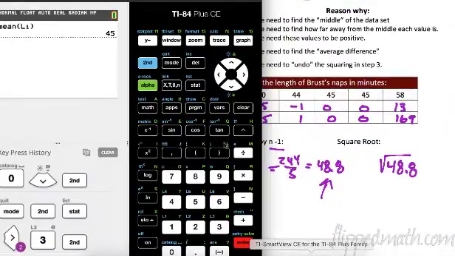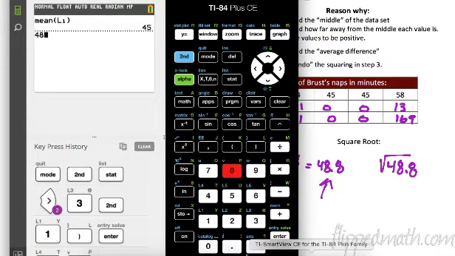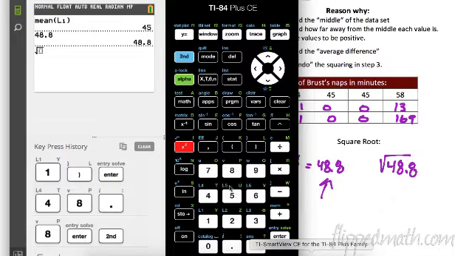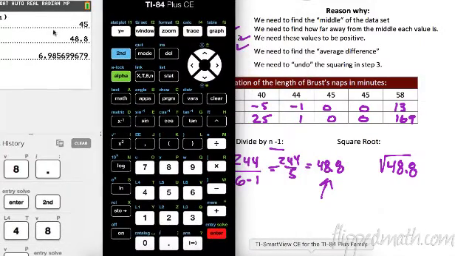All right, so here's the calculator. 48.8. All right, if you want to find, I just did this wrong. If you want to find the square root of 48.8, then we're just going to go down here. We're going to hit second. See, it's right there in blue. All right, then we're going to type in our 48.8. See how I did that in the wrong order last time? And we're going to get 6.985.